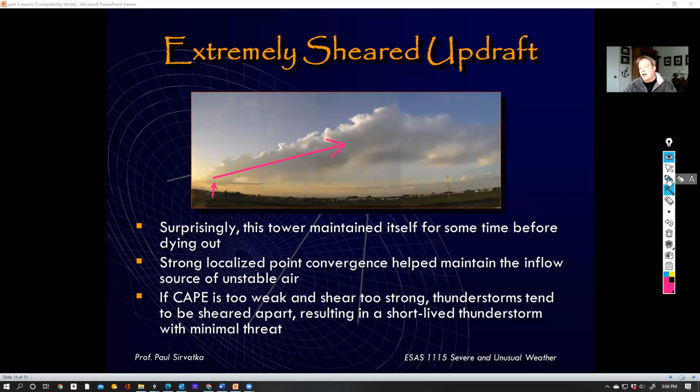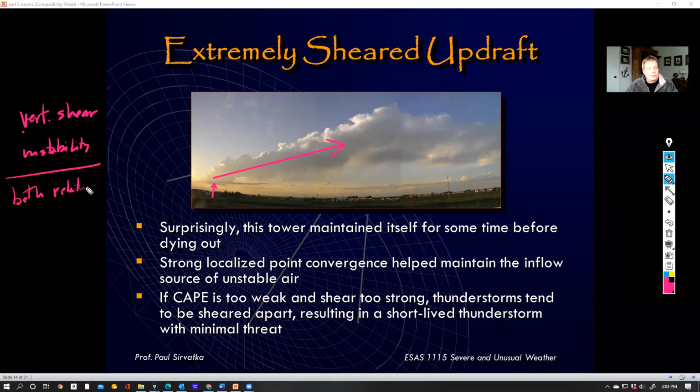Most of the times when I talk about this, and I'm just going to reiterate, I want vertical shear, and remember shear is spelled this way, and I want instability. And they're both relatively strong. It doesn't have to be like super strong, like super high CAPE or total amounts of vertical shear. We want it to be somewhat strong, but the key thing is we'd like it to be balanced.